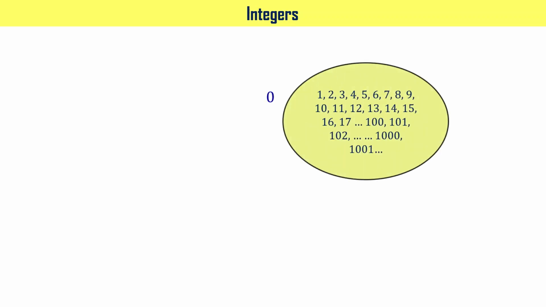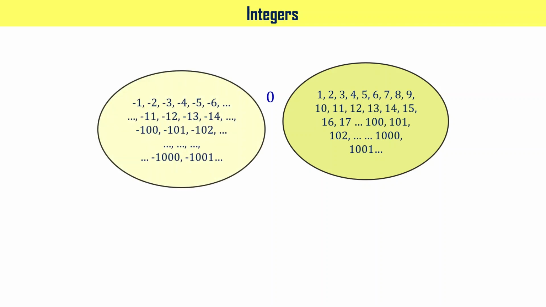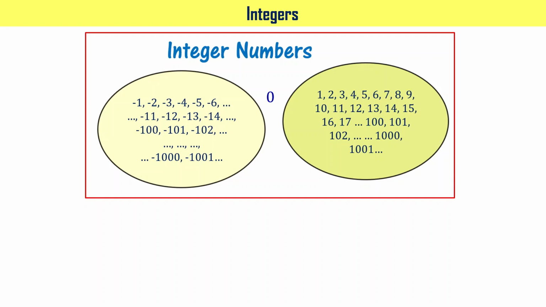We have seen whole numbers, right? 0, 1, 2, 3, 4, 5, 6, 7, 8, and so on. When you add negative numbers to this list, such as minus 1, minus 2, minus 3, minus 4, minus 5, and so on, and there is no limit on the negative side also, you can write as many numbers as possible. So this bunch of numbers together are called integers.